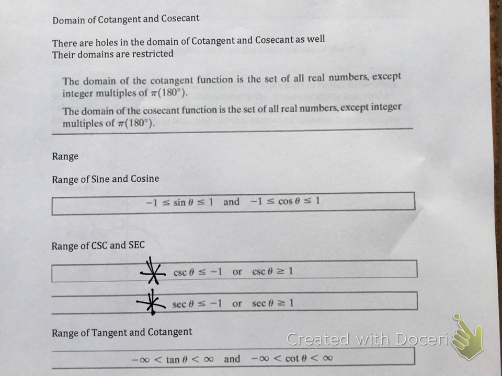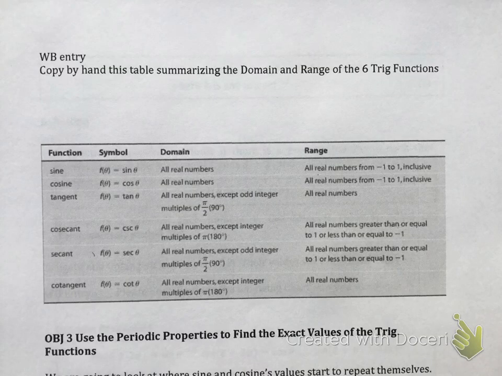Okay, the range of tangent and cotangent is all real numbers. That one's the easy one. The graph kind of looks like this, so it goes on and on forever. Okay, moving on.